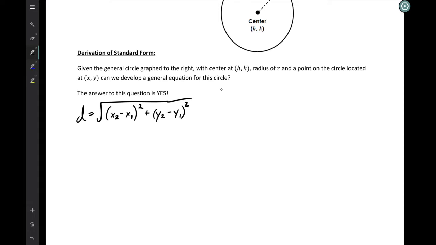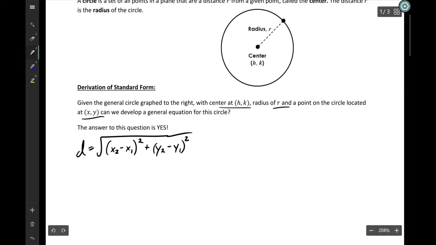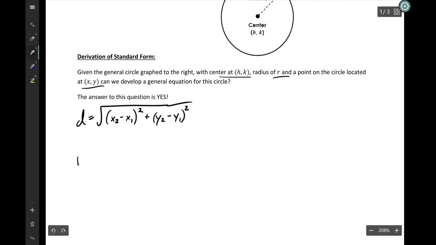And we're given a center at h, k and a point located on the circle at x, y with a radius of r. Well, looking at this picture here, this would be x, y. So we can use the distance formula to go through and express this. The distance, d, between these 2 points is going to be r. So I got r is equal to the square root of x minus h squared plus y minus k squared.